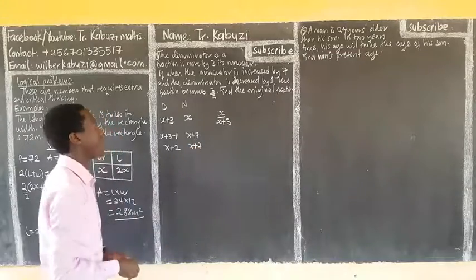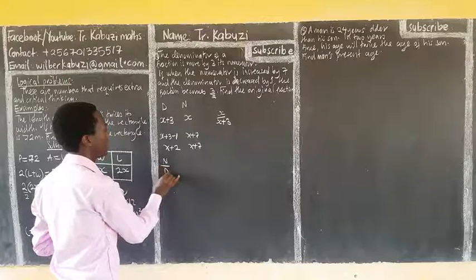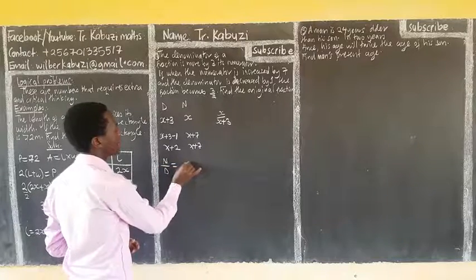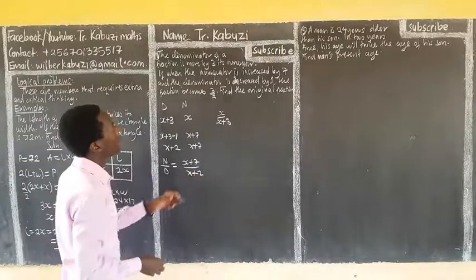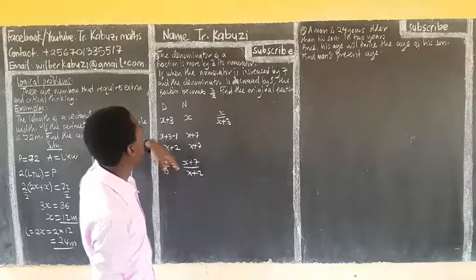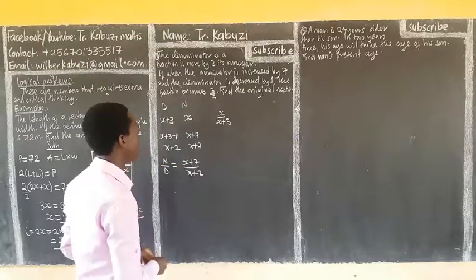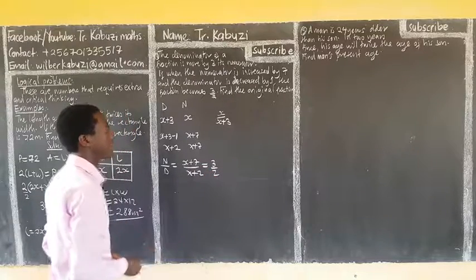So now the current numerator over the denominator is x plus 7 over x plus 2. If the numerator is increased by 7 and the denominator is decreased by 1, it becomes 3 over 2. So all of this becomes 3 over 2. You just need to solve this.